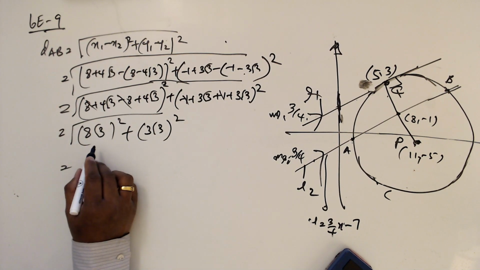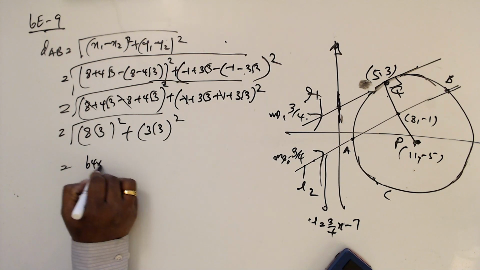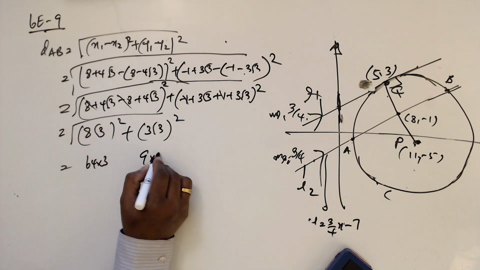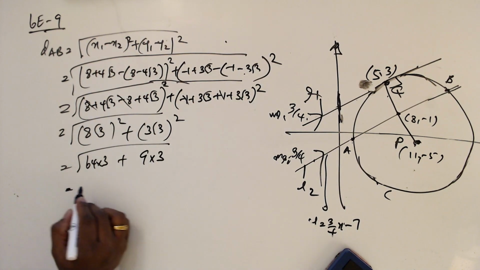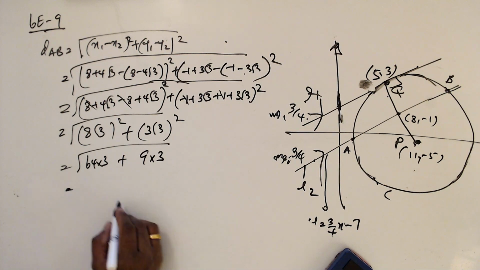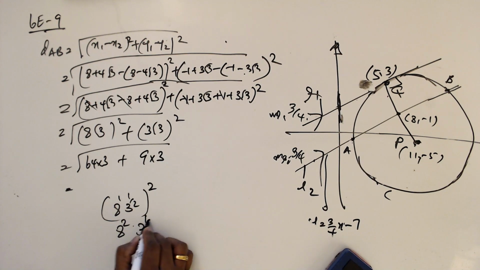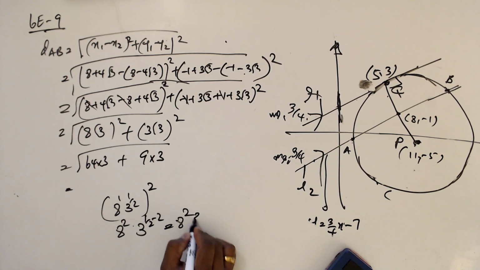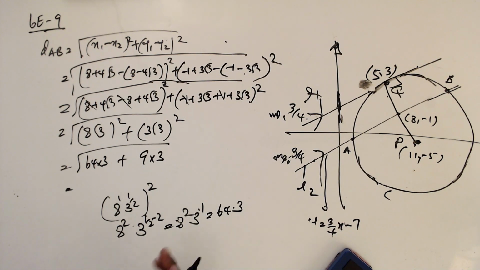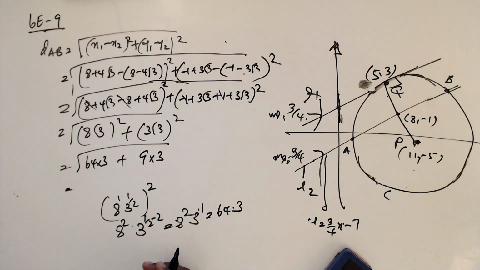So this is going to be 64 times 3 and this is going to be 9 times 3. A square root means a half power, so this is a squared. Then 8 square root 3 squared is 64 times 3. When you look at this answer, you will be able to write like this. That's how your competency should be to get good marks in A levels.